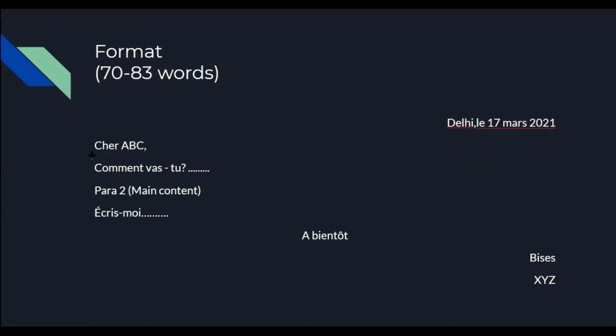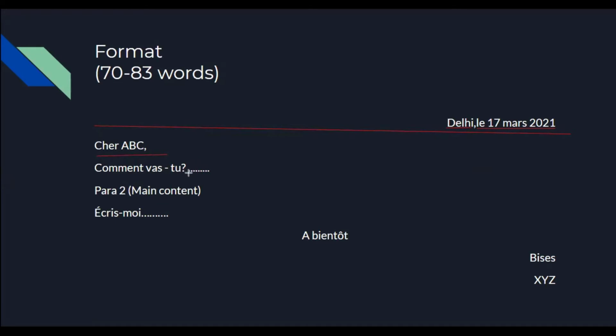Then we have to write Cher ABC in the next line with a comma. Please remember that no line is to be left here, but here it is looking like we have to leave a line because of the shift button in the keyboard, but you have to leave no line here. Then without leaving a line here also you have to start from the left side. Comment vas-tu? How are you?